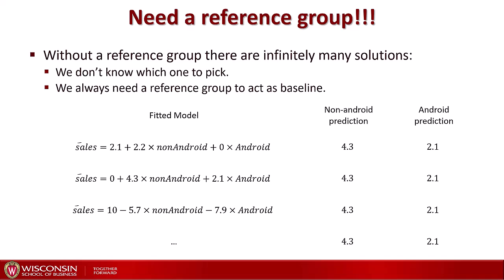So remember, always pick a reference group. That group will have the intercept as an estimate, that's a baseline, and then all the other groups will have their coefficients relative to the base group.